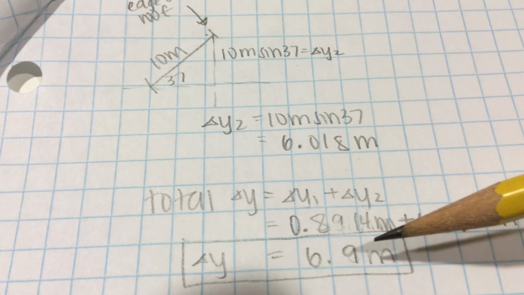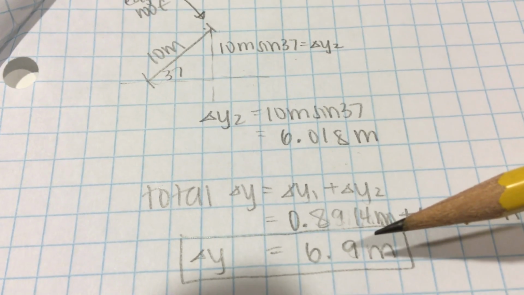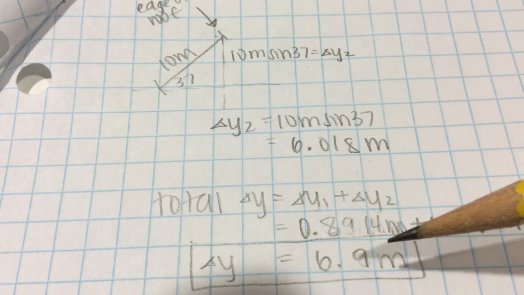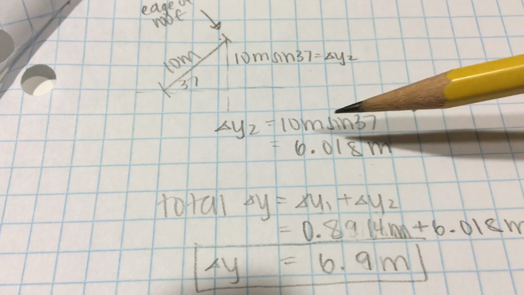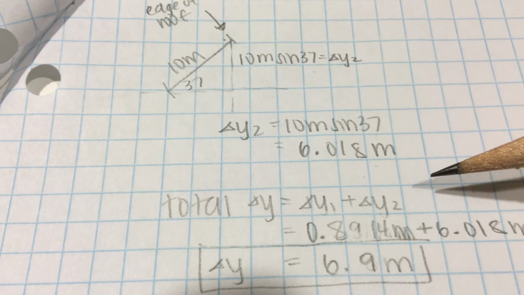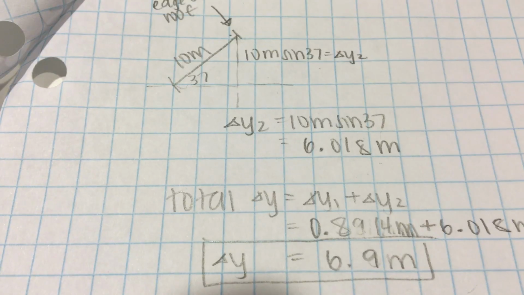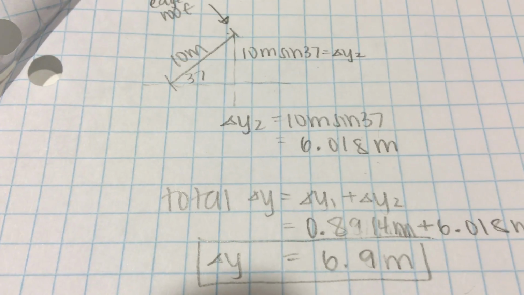And I believe the solution manual says 6.8 meters, and I think that 0.1 meter of a difference is attributed to the fact that I didn't round a lot of the values, like my trig values. I just stored them in my calculator, and so I got 6.9 meters. So hopefully that makes sense. Good luck. Bye.